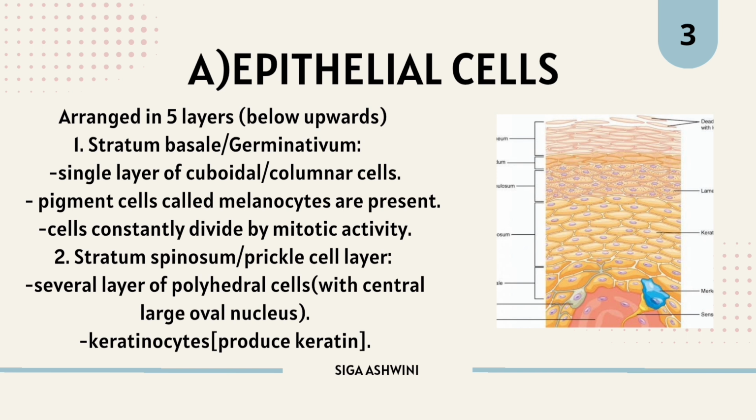It consists of a single layer of cuboidal or columnar cells, and pigment cells called melanocytes are also present, and in this layer cells constantly divide by mitotic activity. And second one is stratum spinosum. This layer contains polyhedral cells with large oval nucleus and keratin producing keratinocytes are also present in the stratum spinosum layer.